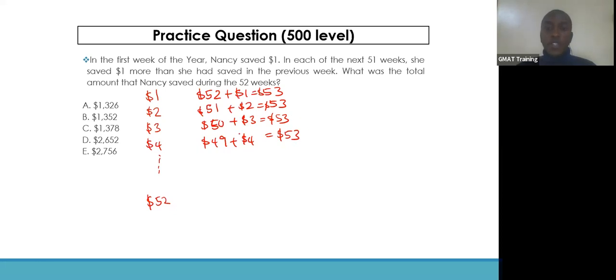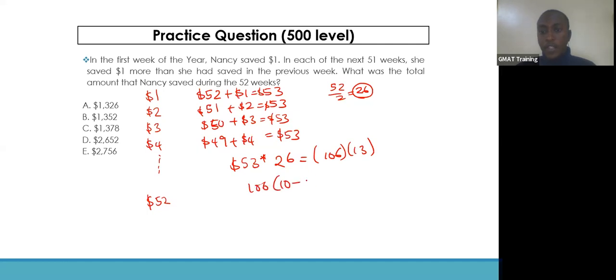And how many pairs of these values can you have? The number of pairs is 52 divided by 2, that's 26 pairs in this set, right? The upper values and the lower values, there's somewhere that these values are met, okay? And for this particular question, we'll have $53 times the number of pairs in the set, and that should be 106 times 13, 106 times 10 plus 3.